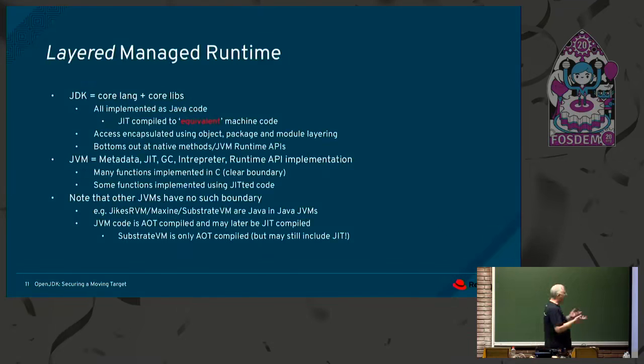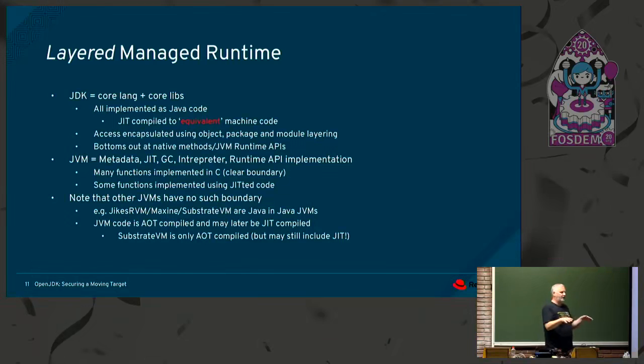So it's also a layered managed runtime in that the application can do certain things, but some of those things are only available through JDK APIs, the core language and the core libraries. And that's all implemented as Java code, and there are only certain things that Java code can do. You can't handle raw pointers or whatever. That Java code gets compiled to equivalent machine code, and as long as it is equivalent, that also has the same safety guarantees. And it bottoms out at a layer where you go into native code, into the JVM library methods that implement JVM APIs and so on.